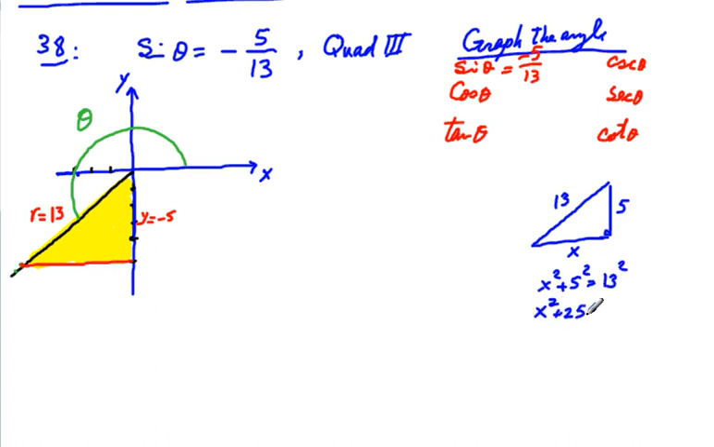This is 25. What's 13 squared? That you should know by memory. I've seen it quite often. So x squared becomes 169 minus 25, which is 144, which is again a famous number. And x is going to be plus or minus 12 out of this.